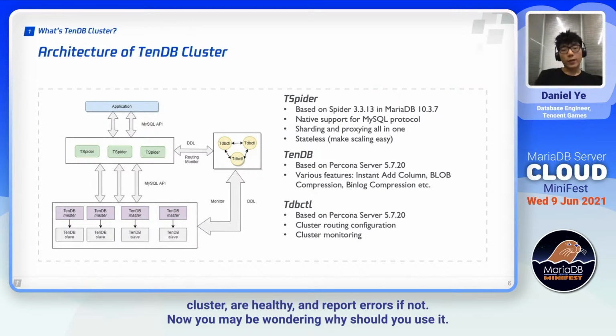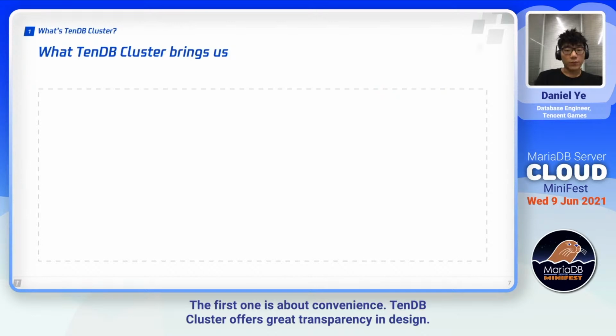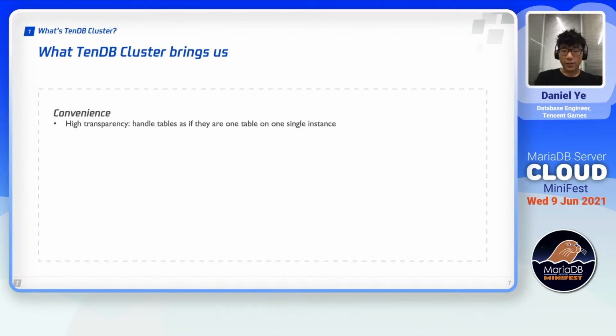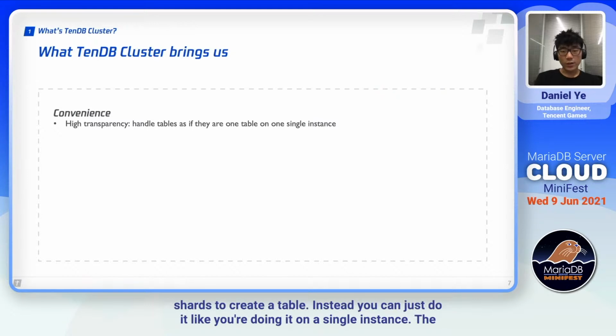Now you may be wondering, why should you use it? Actually, there are lots of cool benefits that come with our TenDB cluster's architecture. The first one is about convenience. TenDB cluster offers great transparency in design. When using TenDB cluster, you don't need to write a complex query specifying all the locations of the shards to create a table. Instead, you can just do it like you're doing it on a single instance. The sharding is automatically done by the cluster and leaves you no worries.